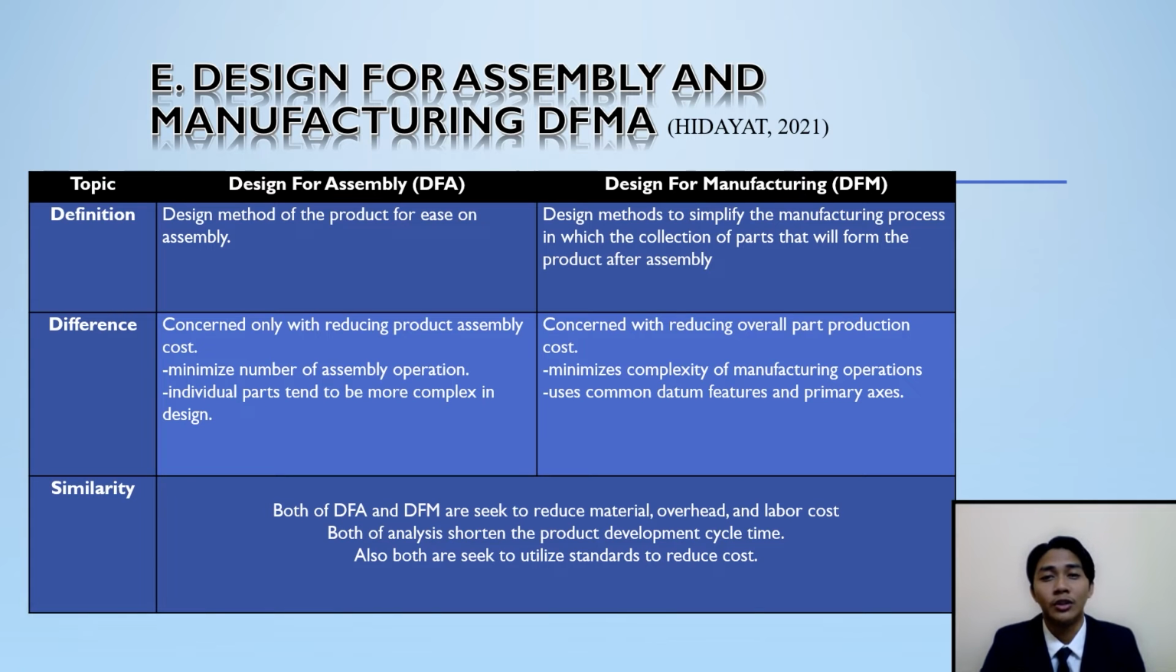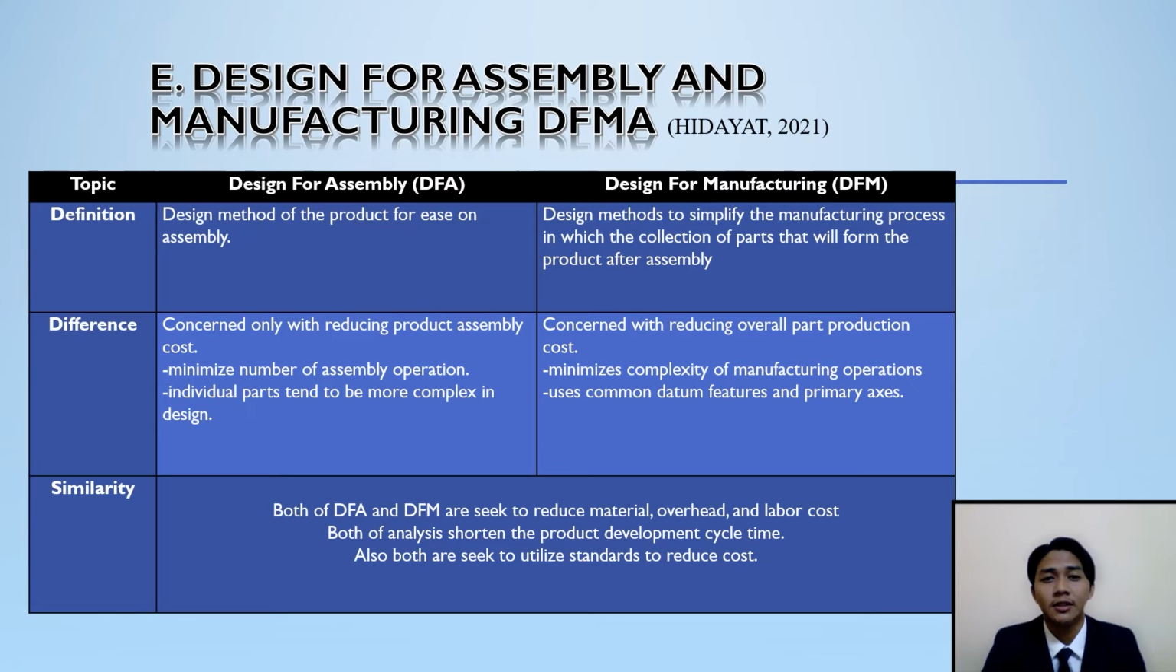Okay, now we go to design for assembly and manufacturing, DFMA. According to Hidayat 2021, DFMA is a combination of DFA, design for assembly, and DFM, design for manufacturing. DFA is a design method of the product for ease of assembly, while DFM is a design method to simplify the manufacturing process, in which the collection of parts will form the product after assembly.